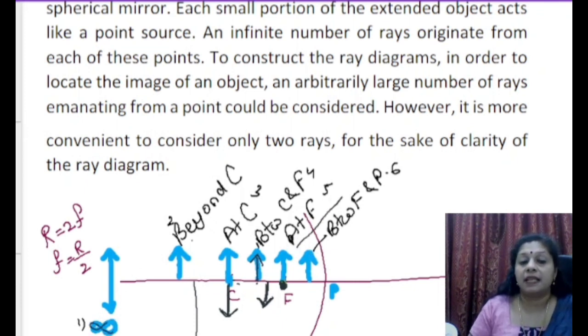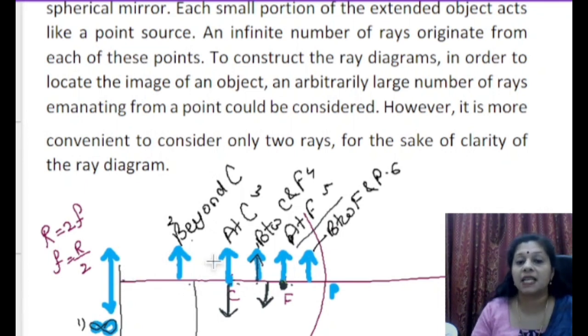Then next position is at F. See, when it was at infinity, we got the image at F. Now the object is at F, we will get the image at infinity. Very highly enlarged image we will get. Then next position we are coming to between F and P. So here all over, we came from focus, between C and F, at C, beyond C, infinity, over.